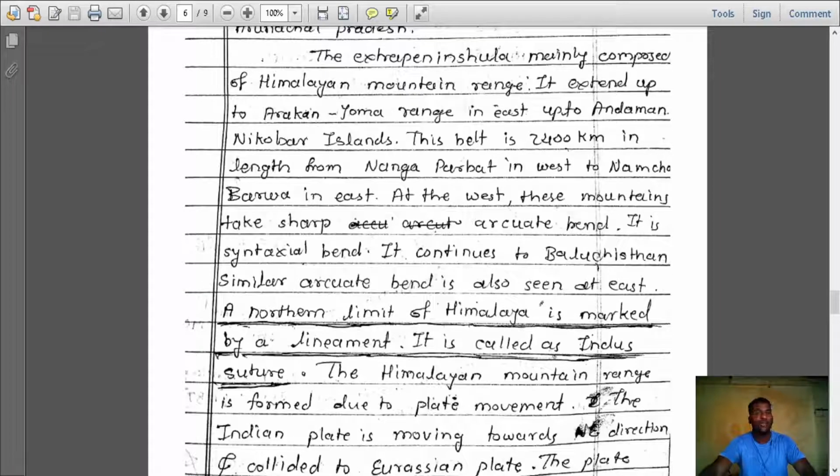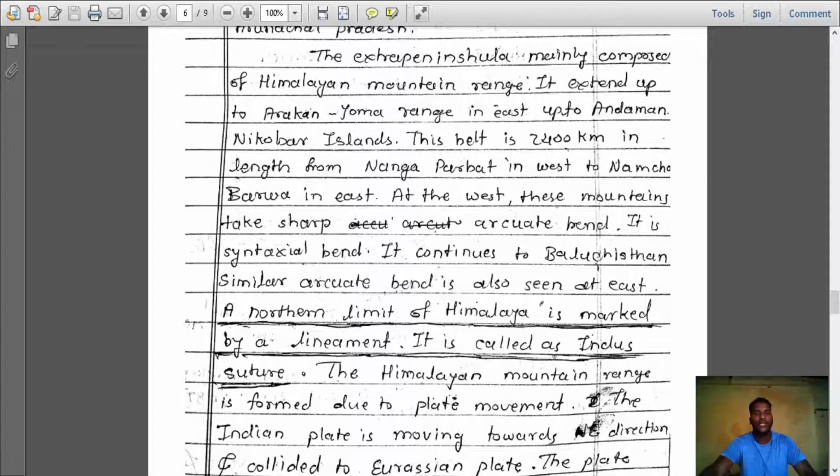The northern limit of the Himalaya is marked by a lineament. It is called the Indus suture. This is an important point for objective questions. The northern limit of the Himalaya is marked by a lineament. It is called the Indus suture.